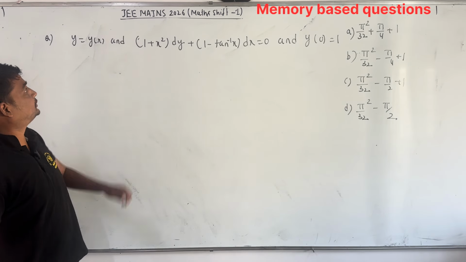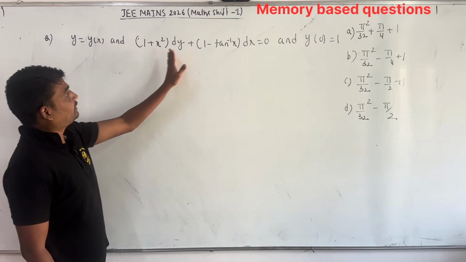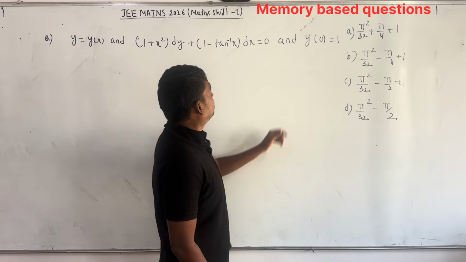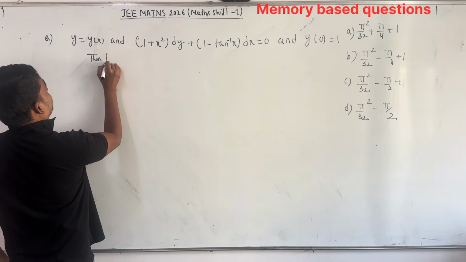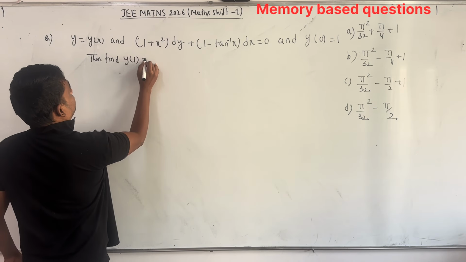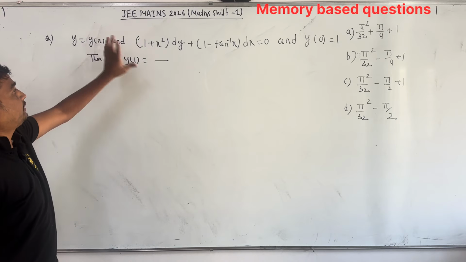Hello students, see the next question. y equals y of x is the given differential equation, with y of 0 equal to 1, and they are asking to find the value of y of 1. So how can we find this y of 1? To get the y of 1 we have to know y of x first.